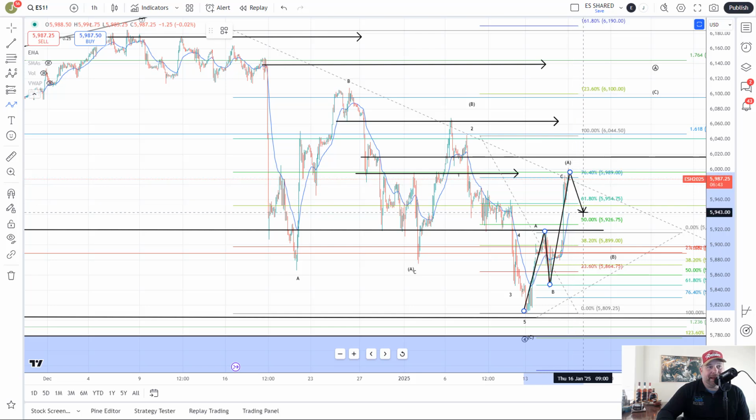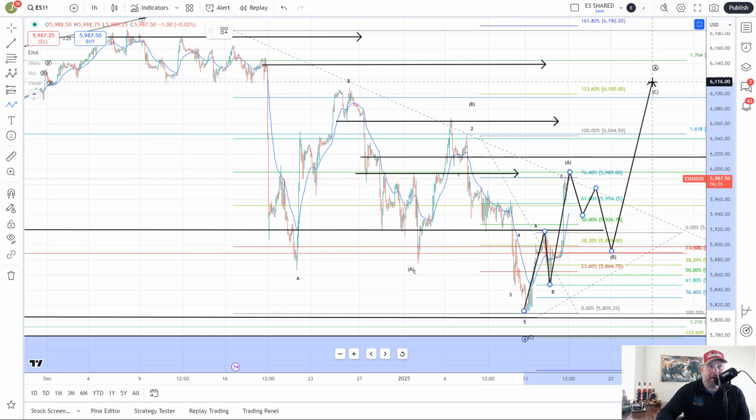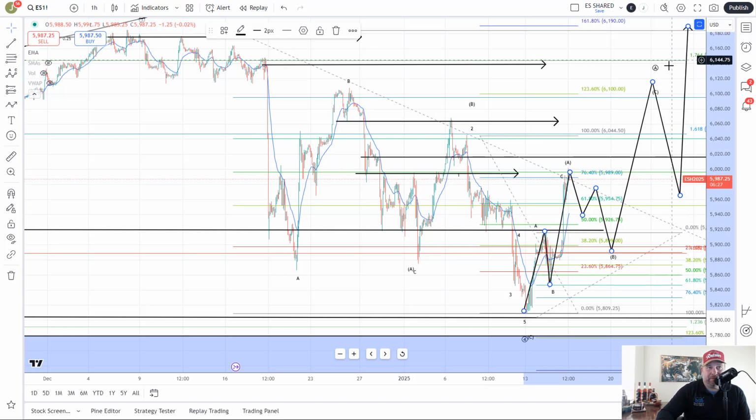If it's an ABC structure, so you get an A, a B, and a C like this, then we're looking higher, and we're looking to all-time highs overall. We would look higher first to this A wave, and that would be around the 6,100, 6,120 area. Then you get a B wave pullback, and then C all the way up to 6,300. That would be the bullish path.